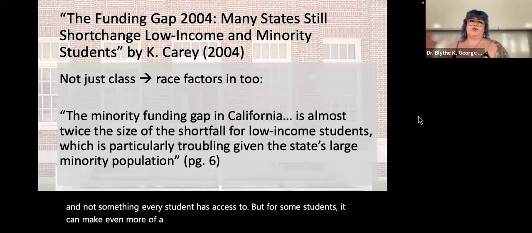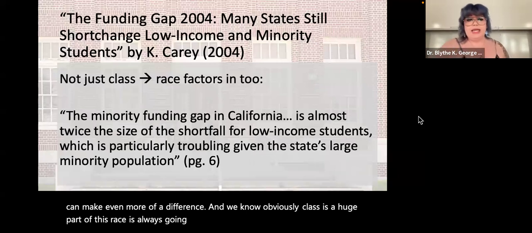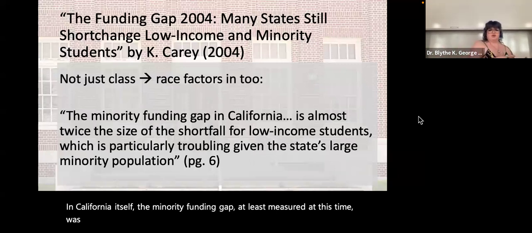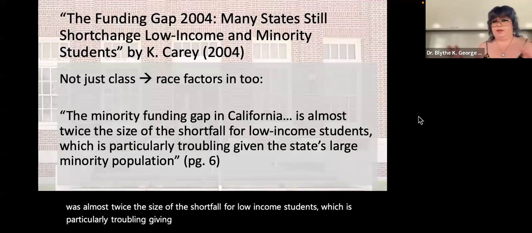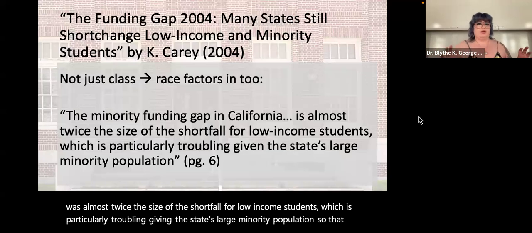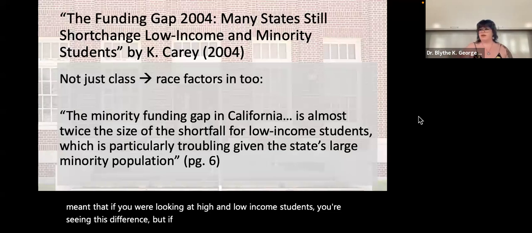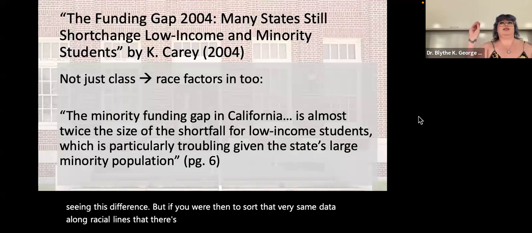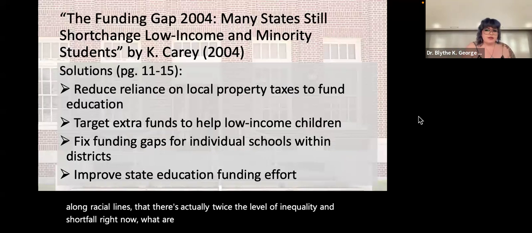And we know, obviously, class is a huge part of this. Race is always going to exacerbate it. In California itself, the minority funding gap, at least measured at this time, was almost twice the size of the shortfall for low-income students, which is particularly troubling given the state's large minority population. So if you were looking at high and low-income students, you're seeing this difference. But if you were then to sort that very same data along racial lines, there's actually twice the level of inequality and shortfall. Now, what are the solutions that have been offered?